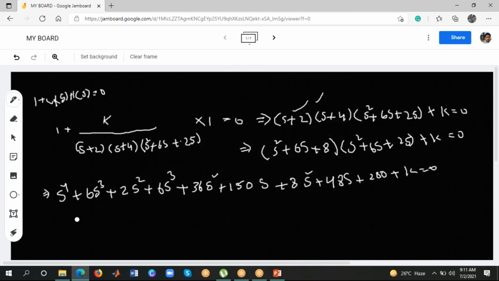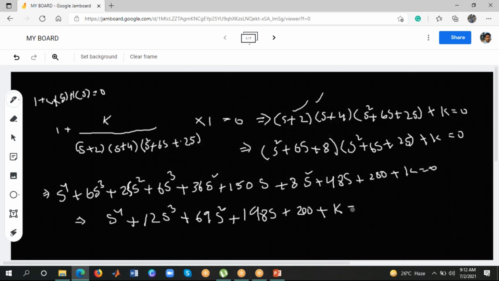Now finally we will get s power 4 plus 12s cubed plus 69s square, that is 25, 36 and 8 gives 69s square, plus 198s, that is 150 plus 48, plus 200 plus K equals 0. So this is the final characteristic equation.